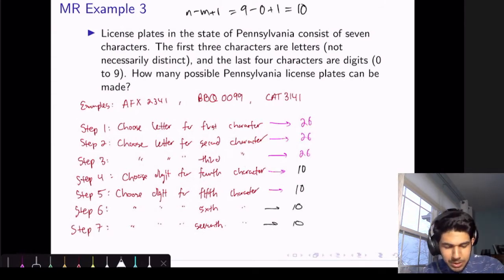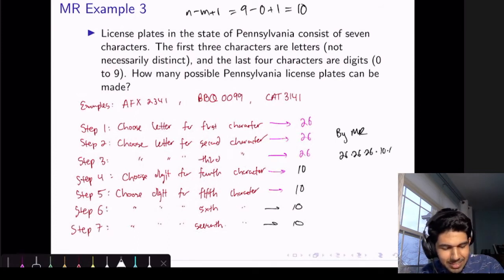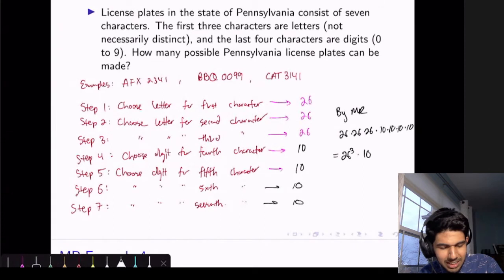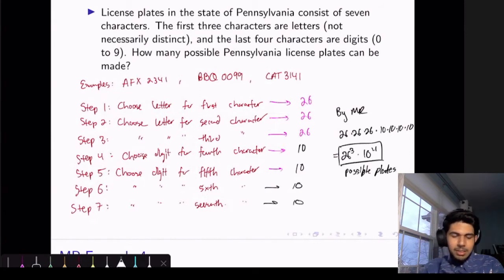So we just use the multiplication rule. By MR, we have 26 times 26 times 26 times 10 times 10 times 10 times 10, and we'll just abbreviate this, 26 cubed times 10 to the 4th possible plates. And that's our answer. So that's why MR is really cool. Just simplify a procedure into its steps and then compute the amount of ways to do each step. And then multiply. Pretty simple.